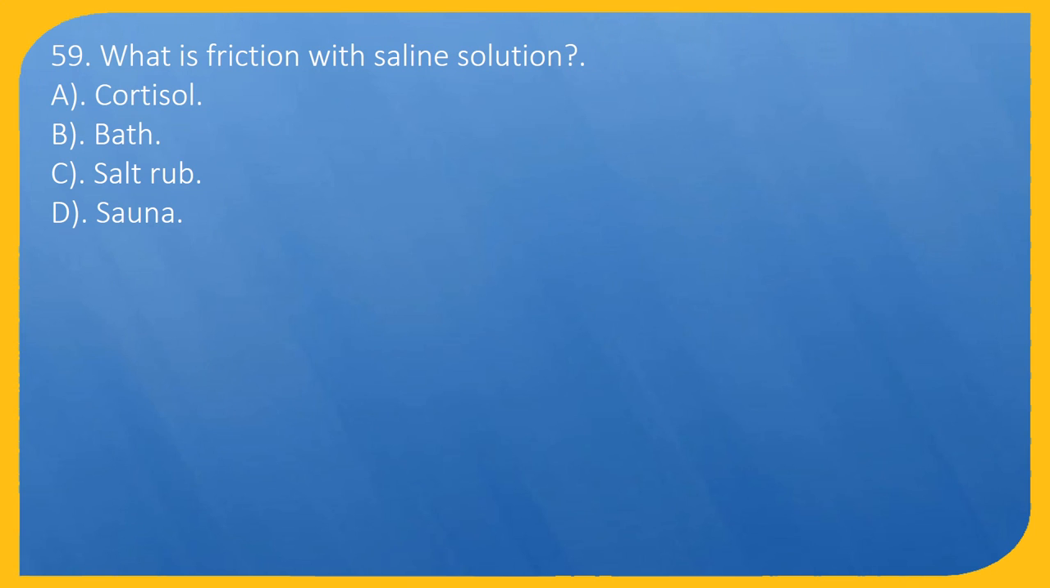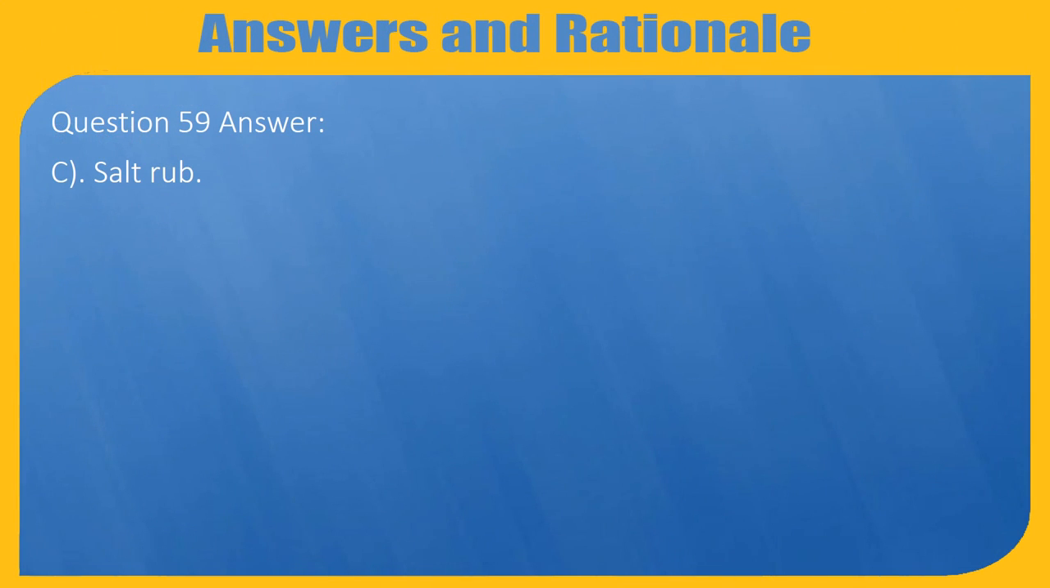Question 59. What is friction with saline solution? A. Cortisol. B. Bath. C. Salt rub. D. Sauna. Question 59. Answer C. Salt rub.